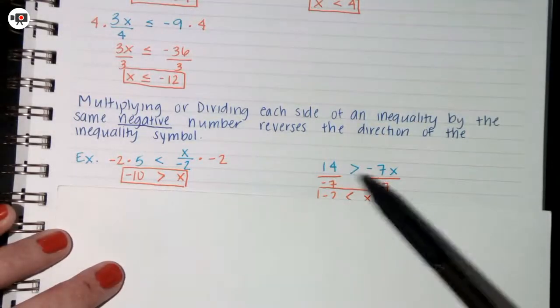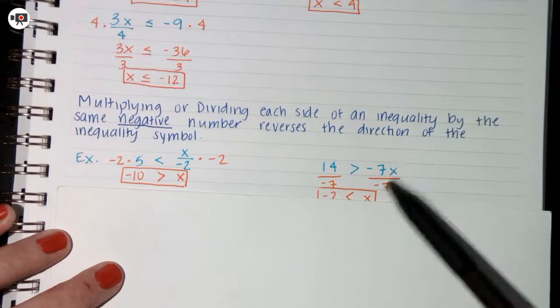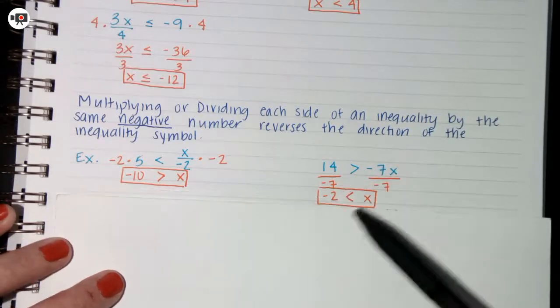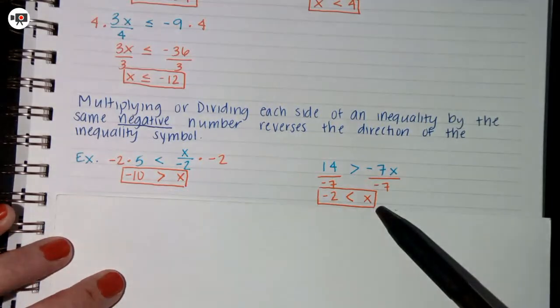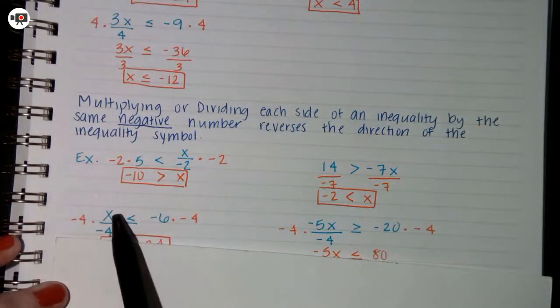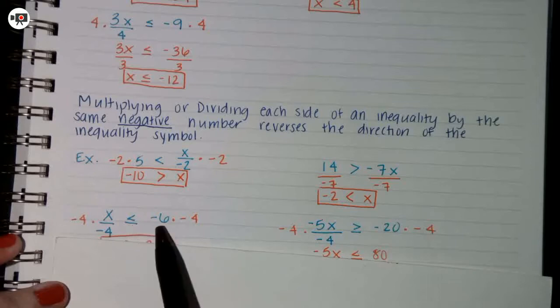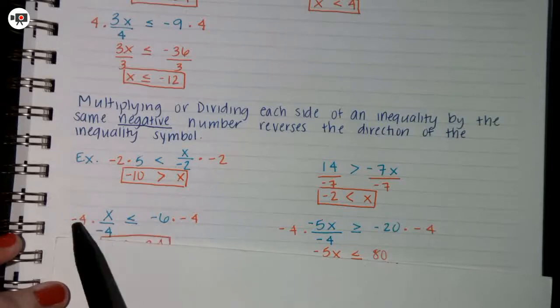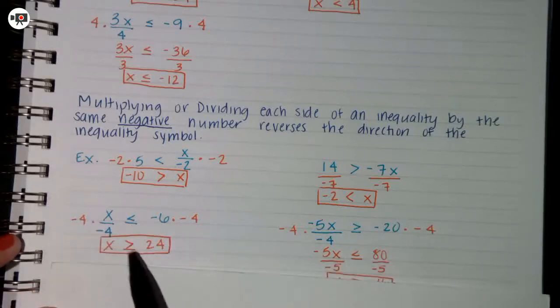We have 14 is greater than negative 7x. To solve for x, divide each side by negative 7, and negative 2 is less than x. Here we have x over negative 4 is less than or equal to negative 6. Multiply each side by negative 4, and x is greater than or equal to 24.